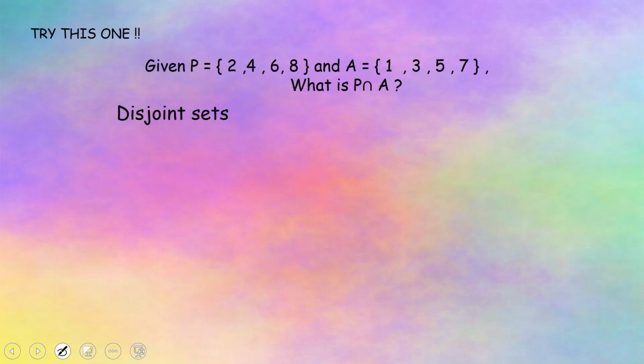Next, try this one. Given P is a set containing elements 2, 4, 6 and 8, and A is a set which is containing 1, 3, 5 and 7. Now you need to find what is P intersection A. Try this one. Let me give you a minute.